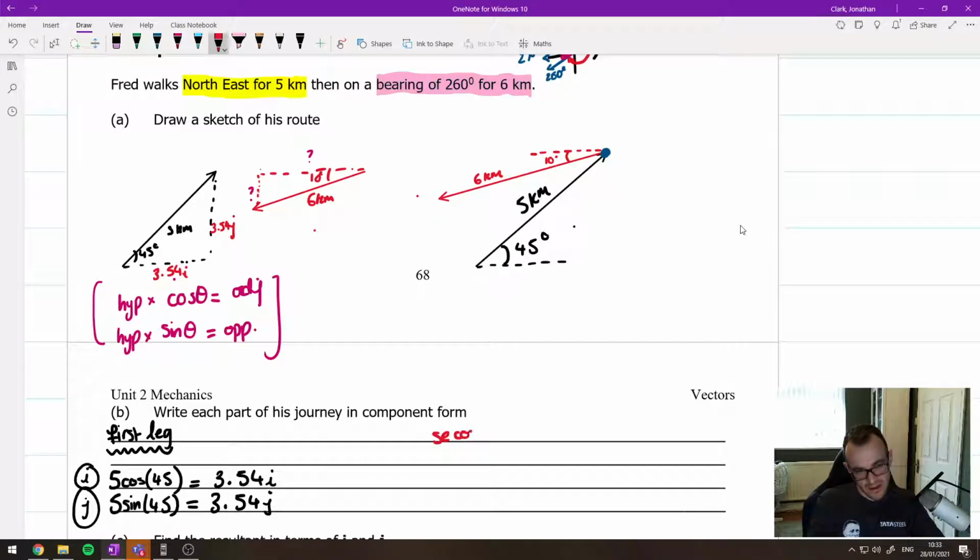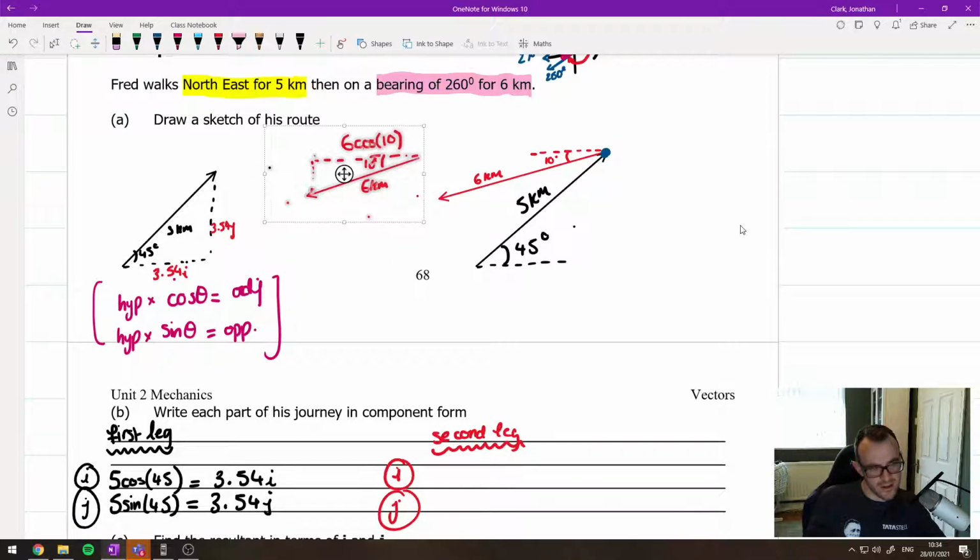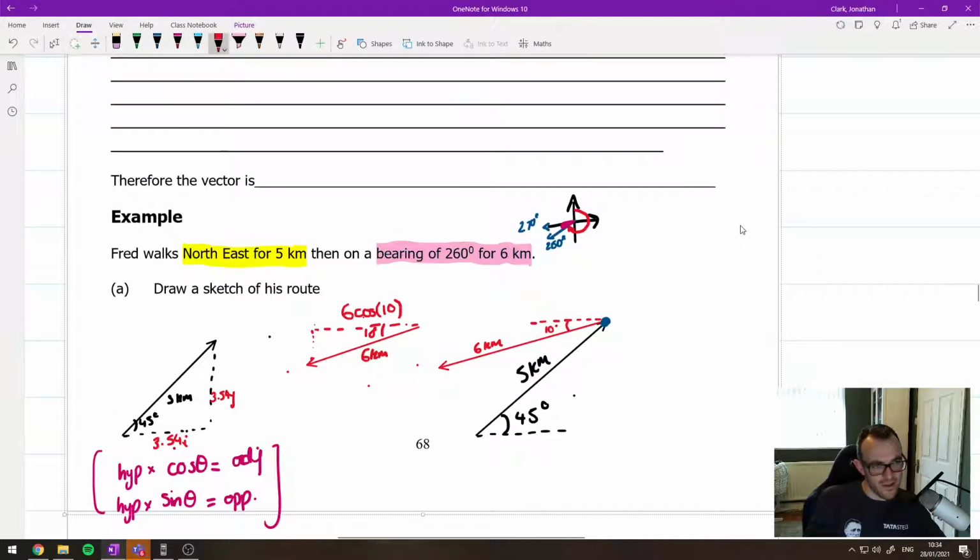Now the second leg of the journey, I will have to keep in mind here when I'm breaking this triangle up, is I'm going backwards in the I direction and I'm going backwards in the J direction. I'm going left and I'm going down. So both of these values are going to be negative. In terms of the I's and J's, I'm going to be able to get the I. This is adjacent to the angle, so this will work out as 6 cos 10. Move it across a little bit. And this length here will work out as 6 sine 10.